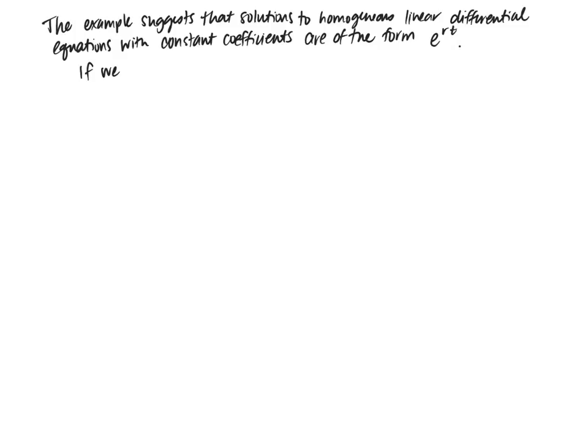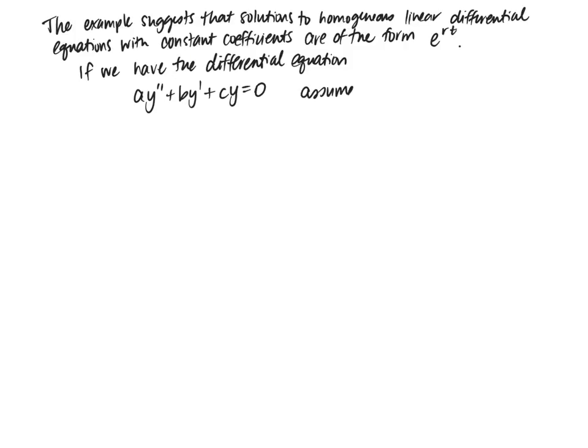So if we have the differential equation a y double prime plus b y prime plus c y equals 0, and we assume that y is of the form e to the rt, then y prime is going to be r e to the rt, and y double prime is going to be r squared e to the rt. Then I plug those values into the differential equation, and I get a r squared e to the rt plus b r e to the rt plus c e to the rt equals 0.